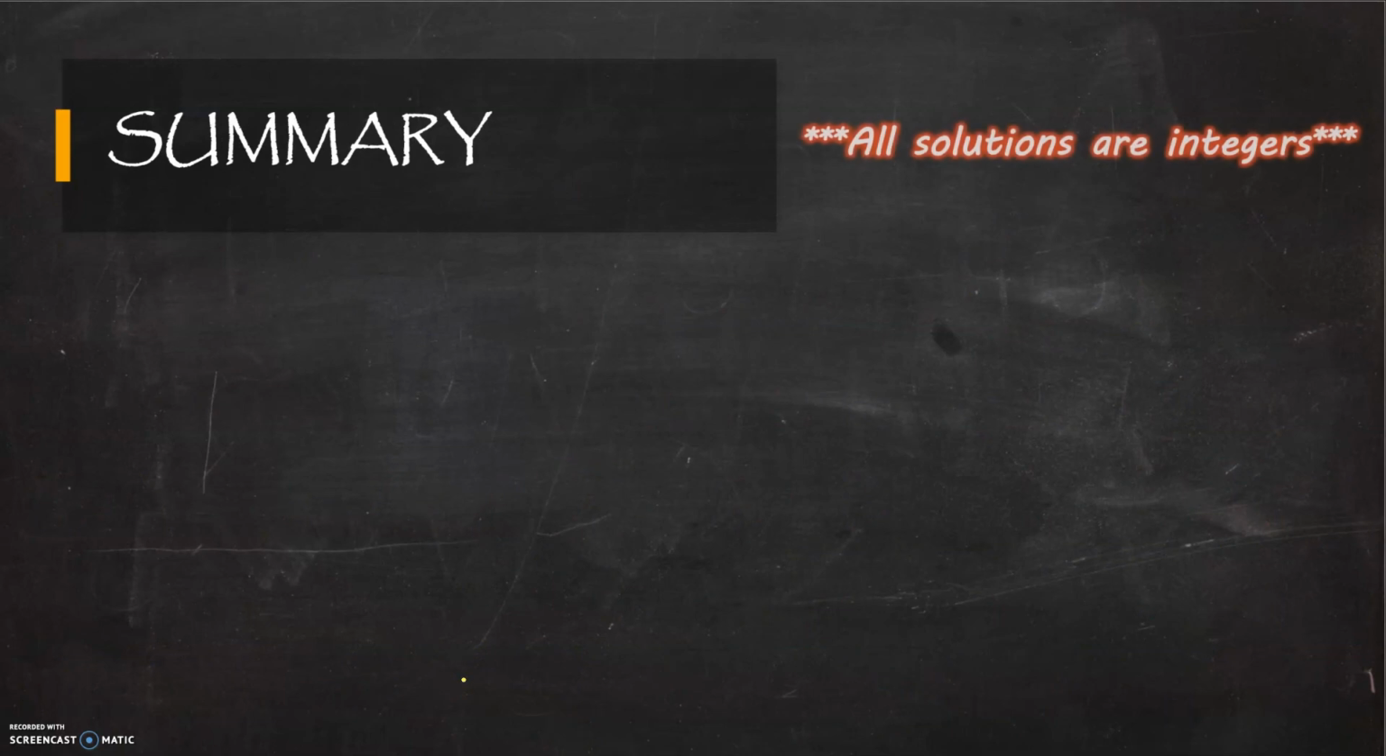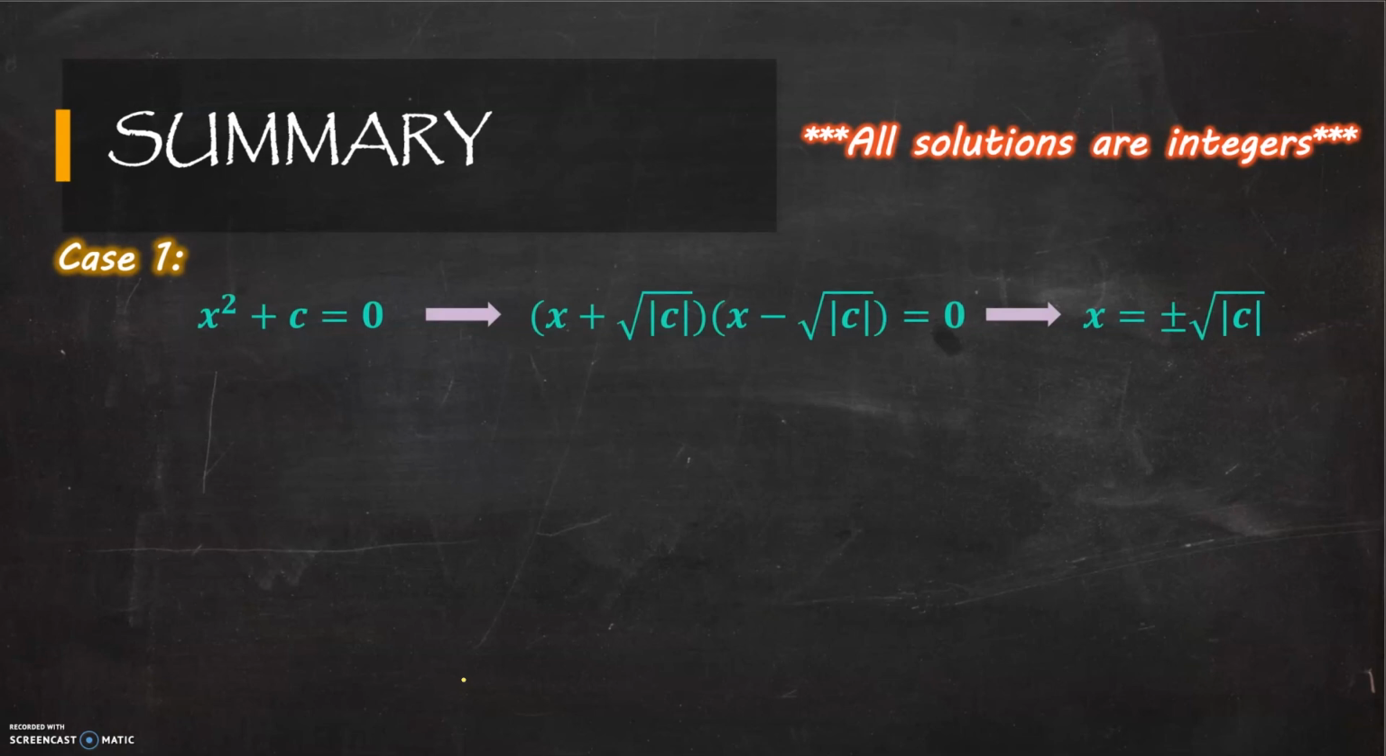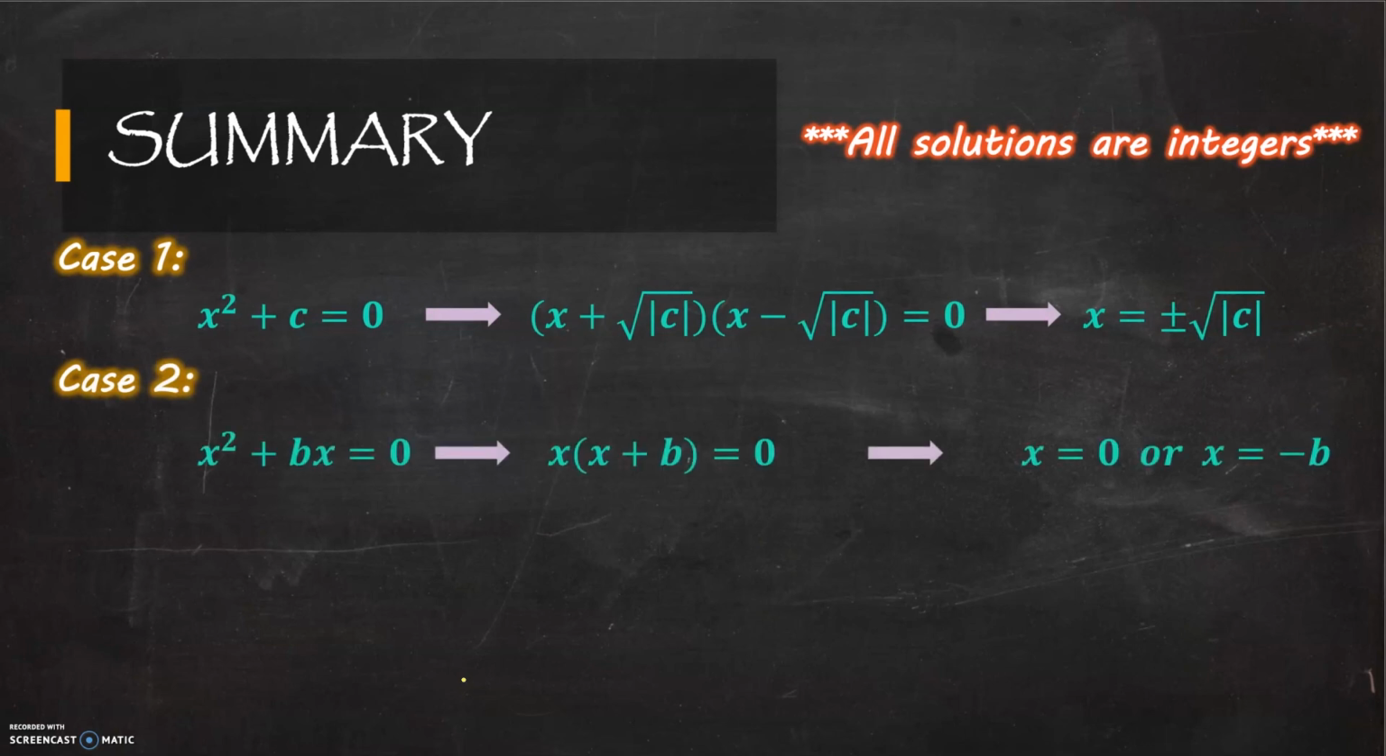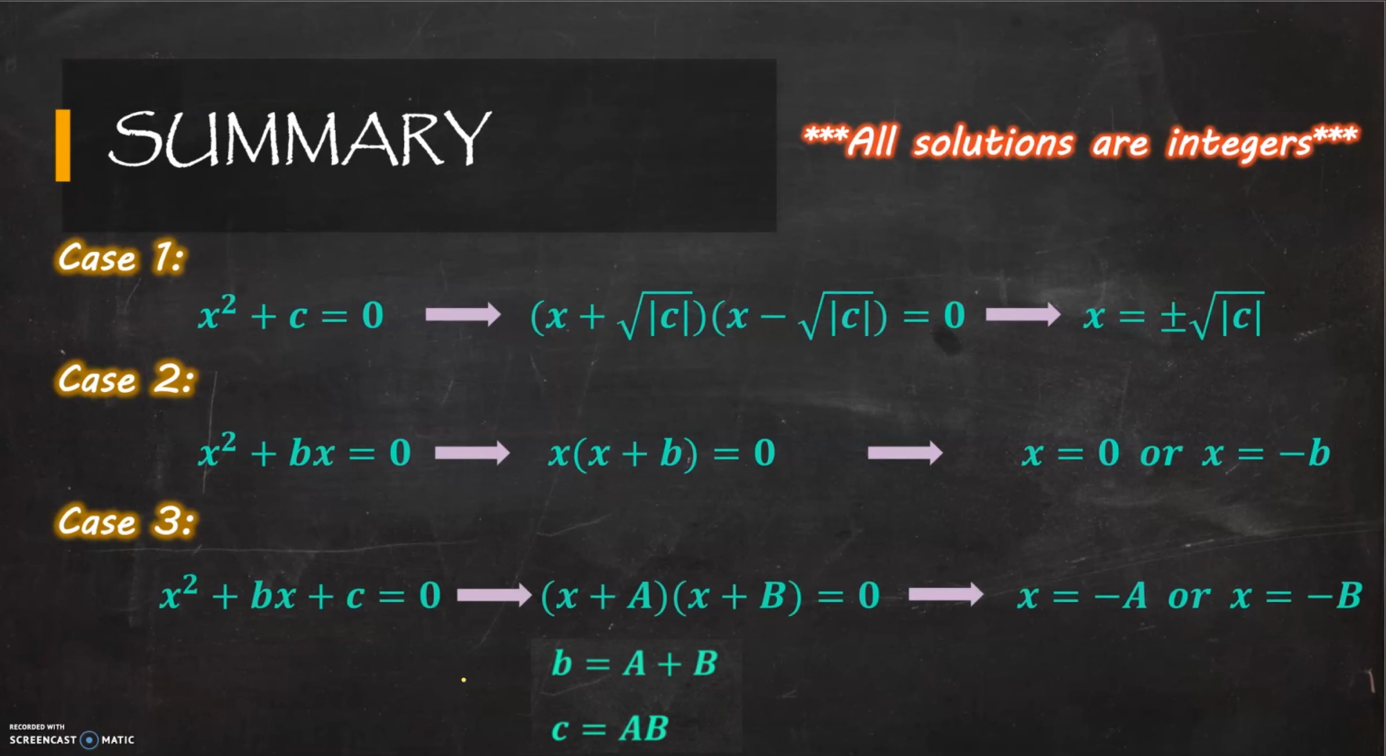Now here is a summary. Here all solutions are integers. Our first case is when b equals 0, the second case is when c equals 0, and the last case is both of them not equal to 0. Try your best to memorize them, to understand them.